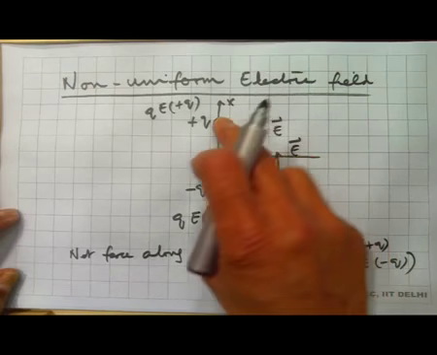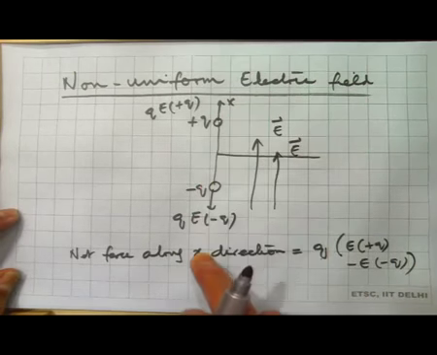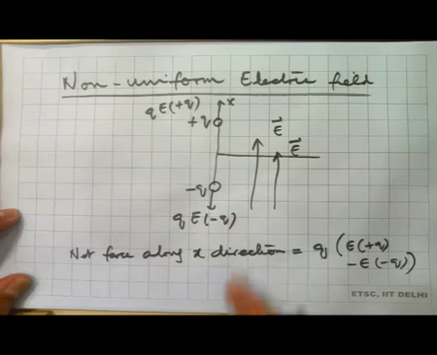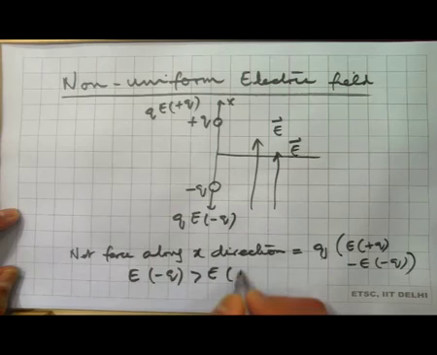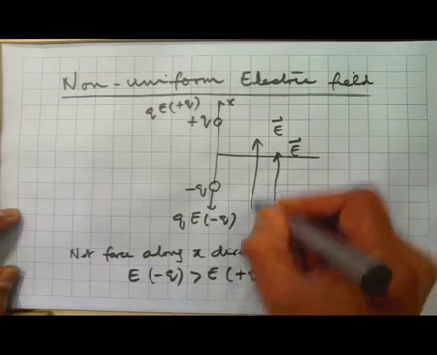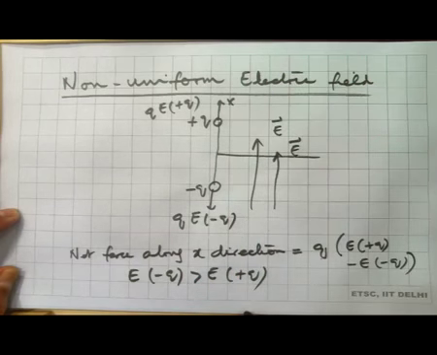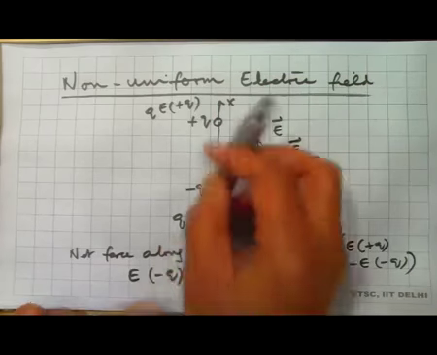So, this force is trying to push it, this force is trying to pull it. Effectively the net force is the difference between these two. So, if E minus q is bigger than E plus q, that means if there is a decrease of electric field, this force will be negative, which means that the dipole will be pulled in the minus x direction. This is the force along the plus x direction.